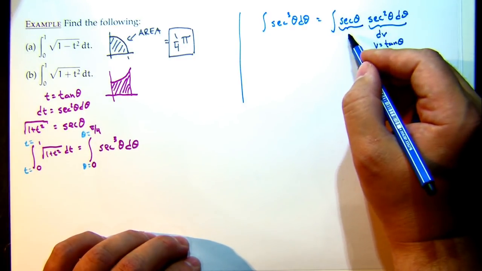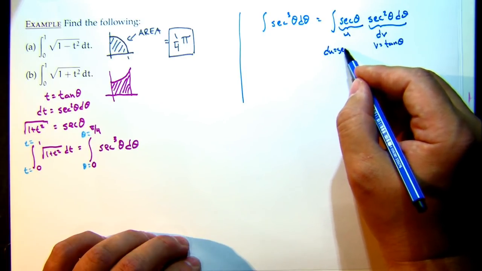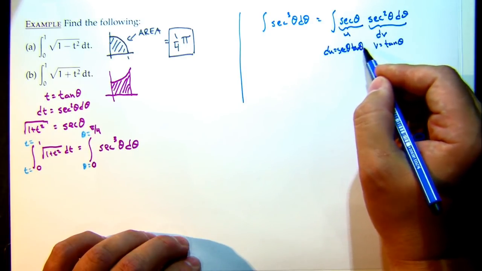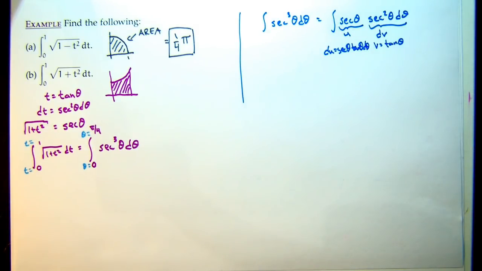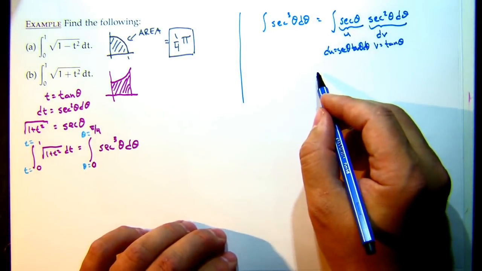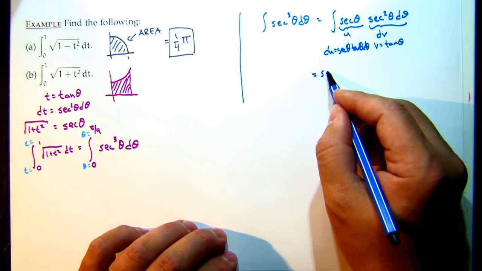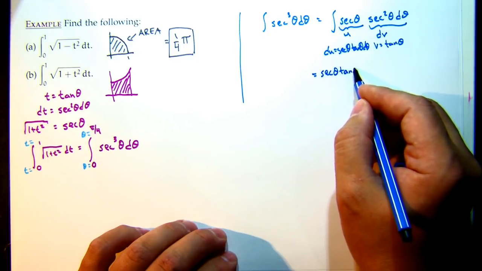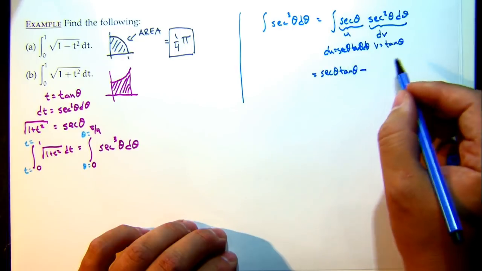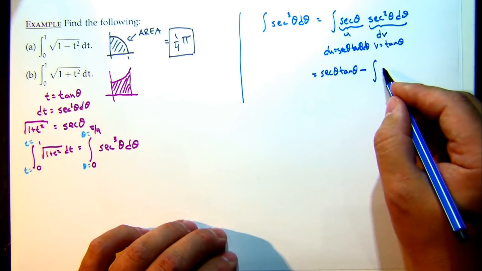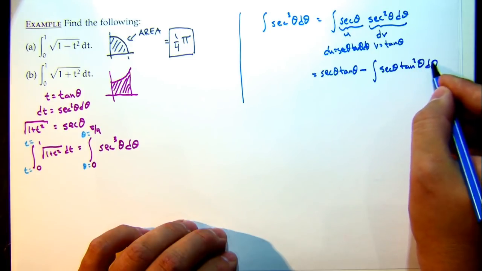which means that we'll set this part to be u, which means that du is secant theta times tangent theta d theta. So I have a nice derivative. Okay, well, so what does that give me? So it gives me u times v, secant theta tangent theta, then minus the integral of v du. So minus the integral of secant theta tangent squared theta d theta.